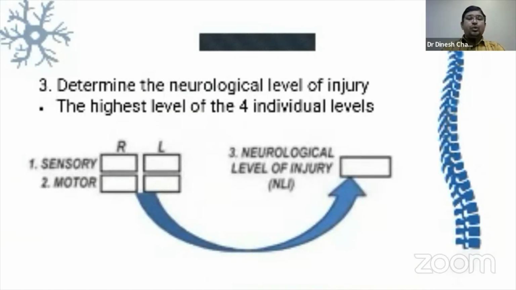Then at the end, you know how much is the sensory level and how much is the motor level for the right side and for the left side. So determine the neurological level of the injury, the highest level of the four individual levels, and then you will say the neurological level of the injury for both sensory and motor. You have to conclude that this is the level. If you see that T6 is the normal sensory and motor, then you can call it a T6 level of injury. Okay, neurological level of injury.